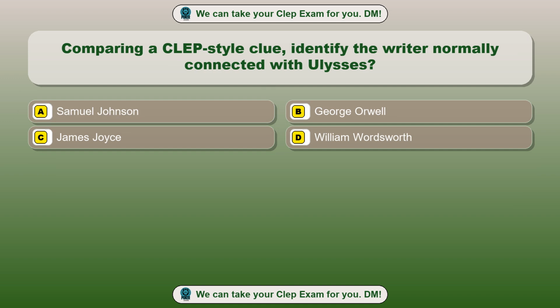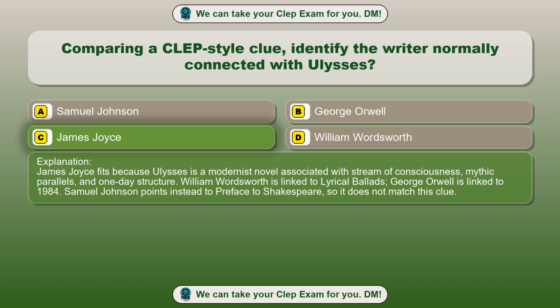Question 64. Comparing a CLEP-style clue, identify the writer normally connected with Ulysses. Option A, Samuel Johnson. Option B, George Orwell. Option C, James Joyce. Option D, William Wordsworth. The correct answer is option C, James Joyce. James Joyce fits because Ulysses is a modernist novel associated with stream of consciousness, mythic parallels, and one-day structure. William Wordsworth is linked to Lyrical Ballads, George Orwell is linked to 1984. Samuel Johnson points instead to Preface to Shakespeare, so it does not match this clue.